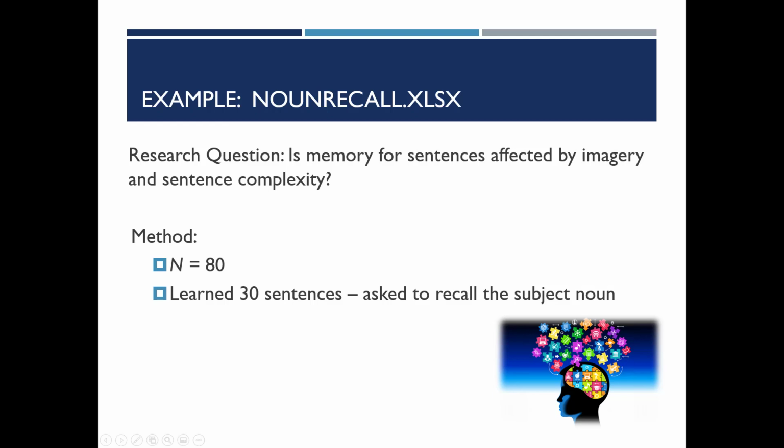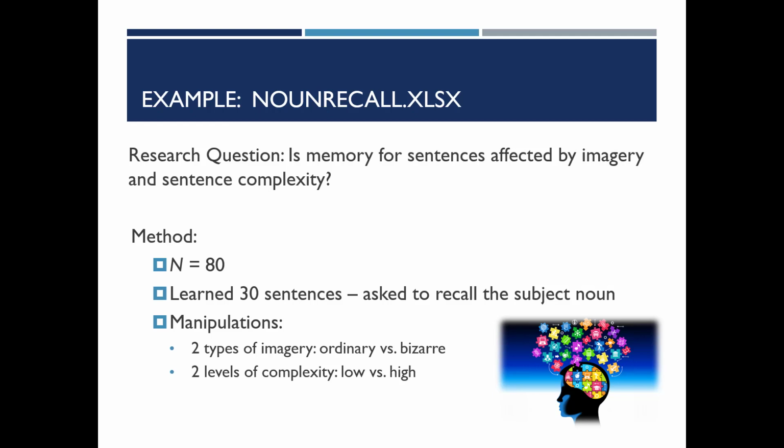And the participants were randomly assigned to 4 different conditions based on 2 types of manipulations. First of all, there was manipulation of imagery. So whether or not the participant was asked to use ordinary or bizarre imagery as they were learning the sentences. And then there were 2 levels of complexity of the sentences, low versus high. And so combination of these 2 different manipulations resulted in 4 conditions.